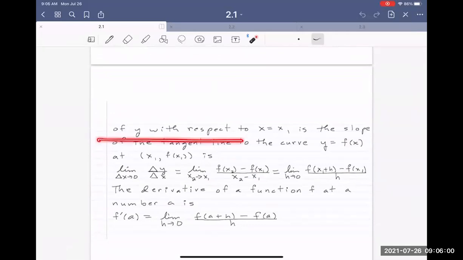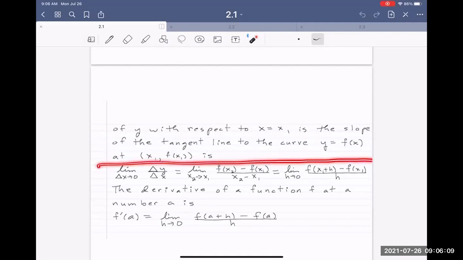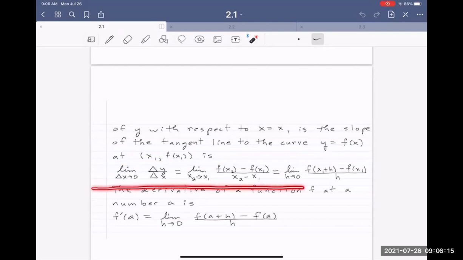Of y with respect to x at x equals x1 is the slope of the tangent line to the curve f of x at x1, f of x1. It is the limit as delta x approaches 0 of delta y over delta x, which is the limit as x2 approaches x1 of f of x2 minus f of x1 divided by x2 minus x1, which is the limit as h approaches 0 of f of x1 plus h minus f of x1 over h.